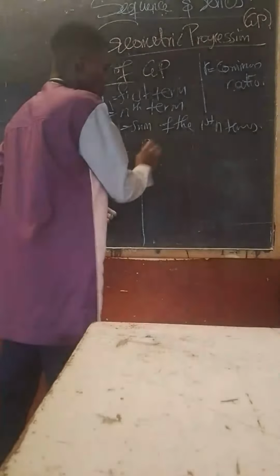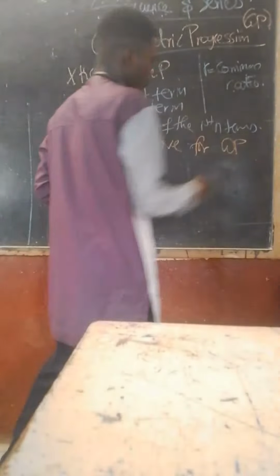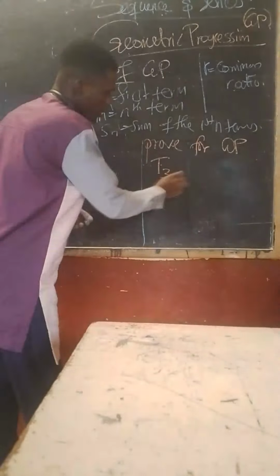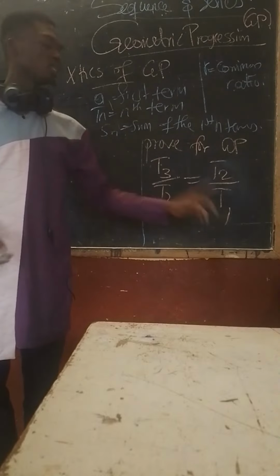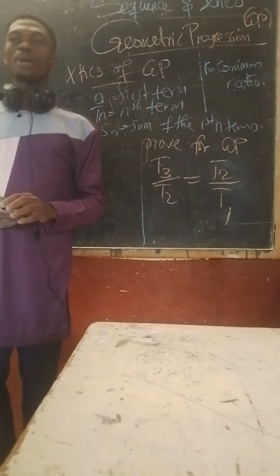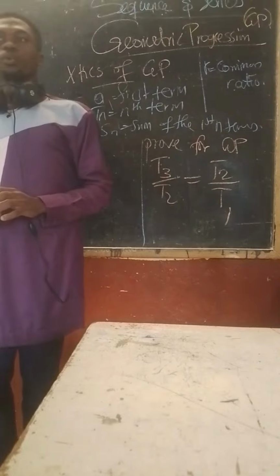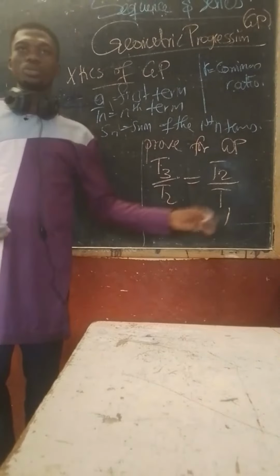How do we show or prove a GP? The third term over the second term, this is the proof for a GP. So T3 over T2 must be equal to T2 over T1. In that scenario, we have a GP. Why am I giving you this kind of proof? Because they can ask you which type of progression, AP or GP? This is what you do. Do this, and you know it's a GP.